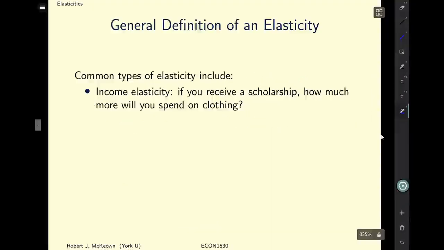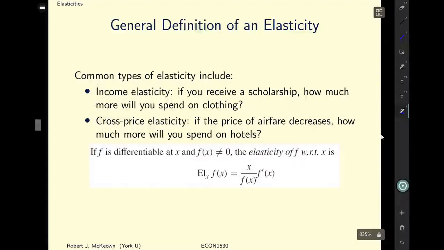Up till now, we've talked about price elasticity of demand. But there are other types of elasticities out there. One type is income elasticity. So for example, suppose you got a nice, large sum of cash through a scholarship. How much more would you end up spending on clothing now that you have this extra amount of money? That would be an example of an income elasticity. We also look at cross-price elasticities. So we might look at the relationship between the cost of airfare and the rates on hotel rooms.